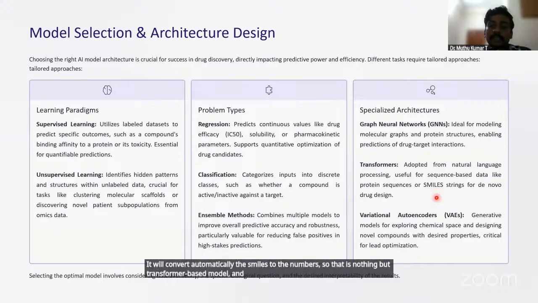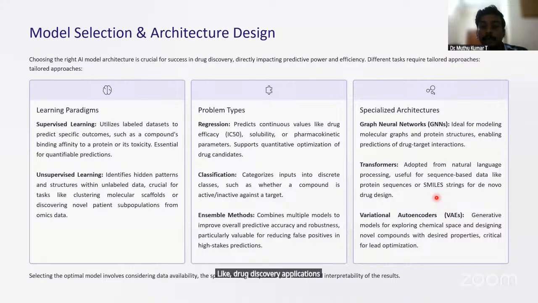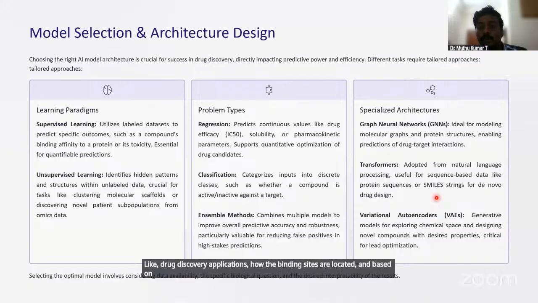And we have variational autoencoders. They are generative models exploring chemical spaces. This will help in drug discovery applications, like how the binding sites are located and, based on the binding site, how the drugs come and bind to their particular binding site locations. For that kind of interpretation, we can go with the variational autoencoder model.